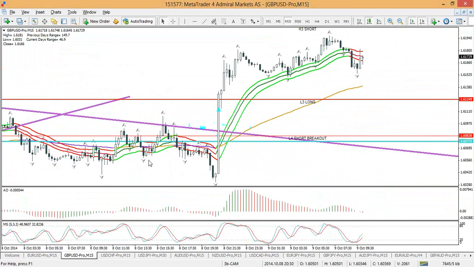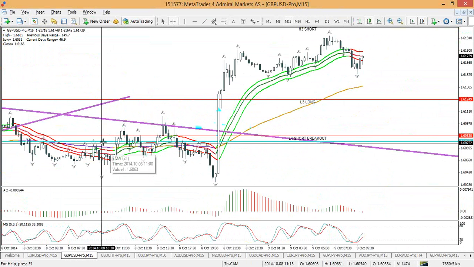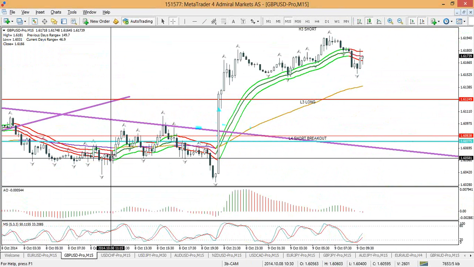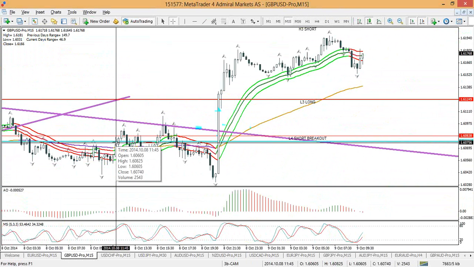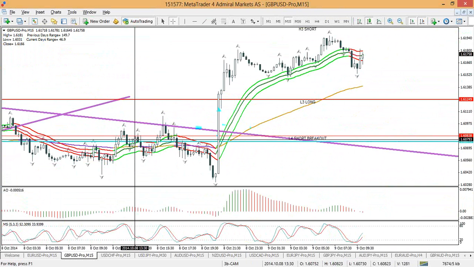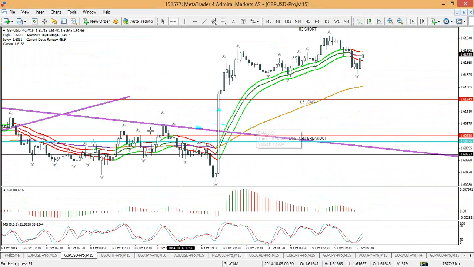I exited for a small loss of, how much was it? Because I moved my stop loss above this top, right? So it was probably, if I remember correctly, 14 pips, which is still very little compared to the 70, 80, 90, 100, 50, 60 pips that can be made with winners, so that's okay.